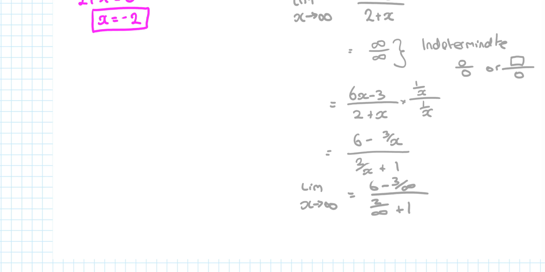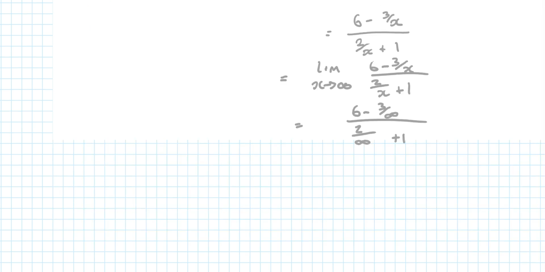And now we run into an idea, or a situation, I'll put that there. Now I can remove the limit. Actually, I'd keep the limit. Limit as x goes to infinity, and in the next line I apply the limit. So 6 minus 3 over infinity, 2 over infinity plus 1. 6 is going to remain there.